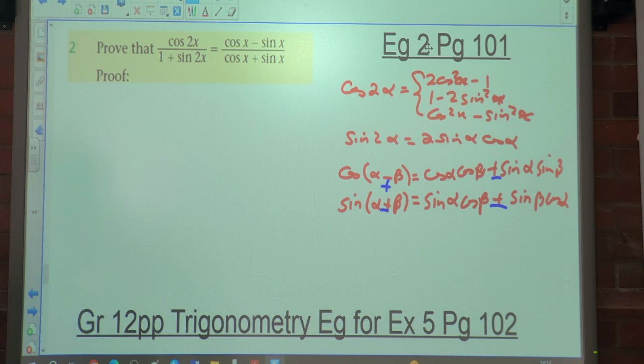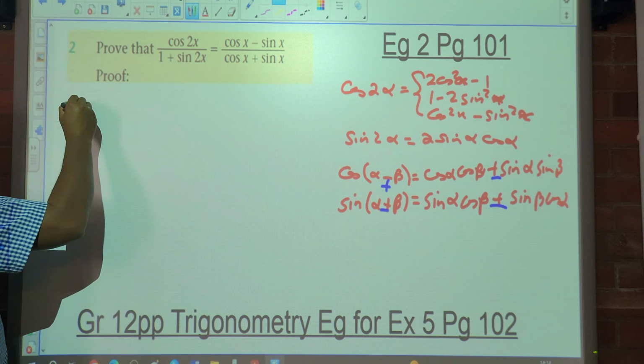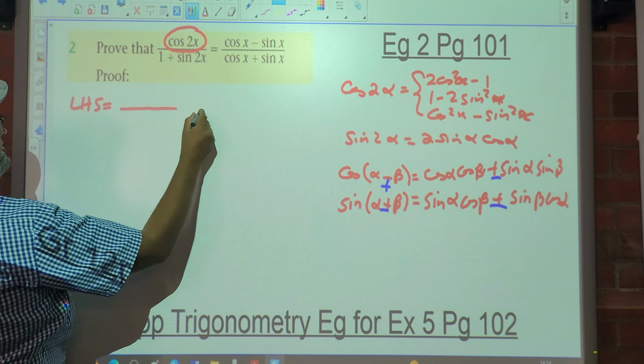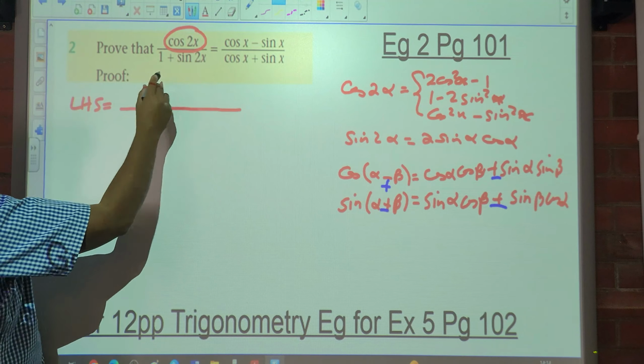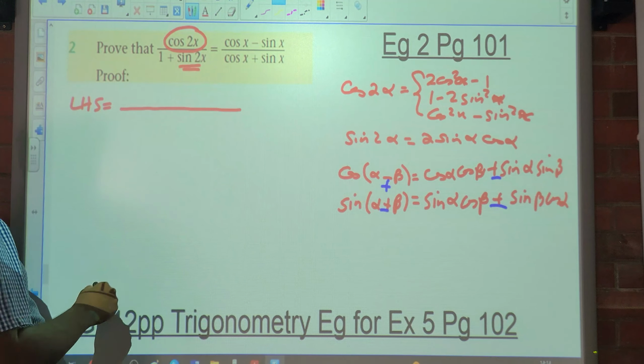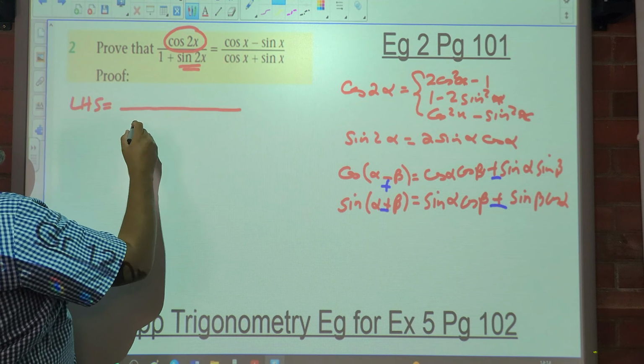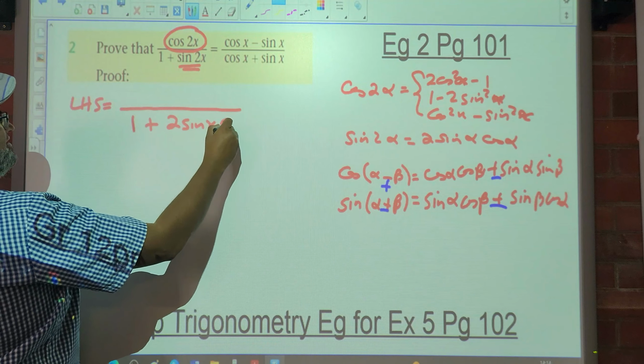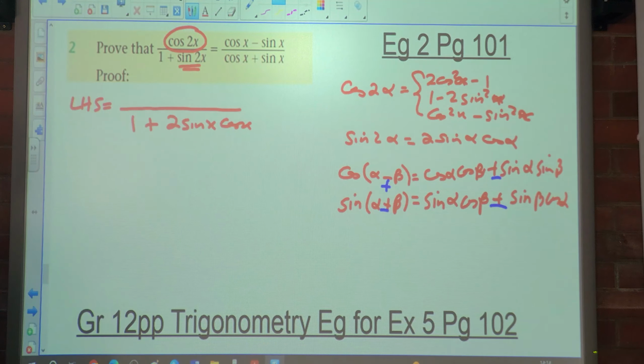Alright, so which side are we going to work with? Left hand side. Okay. So if we're looking at cos 2x, before we go there, we look at the denominator. We got sin 2x. So sin 2x can be written as what? 2 sin x cos x plus 1. Not so.